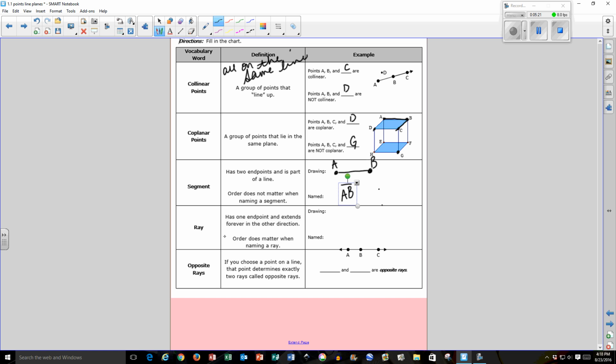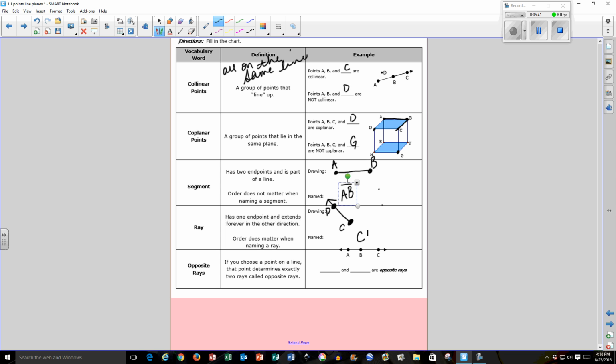All right. A ray has one endpoint and extends forever in the other direction. So I could have a point and then going the other direction. It just looks like an arrow. It could go in any direction. You're going to have 2 points on here, so I could call this C and D. And you name it starting with the endpoint first.